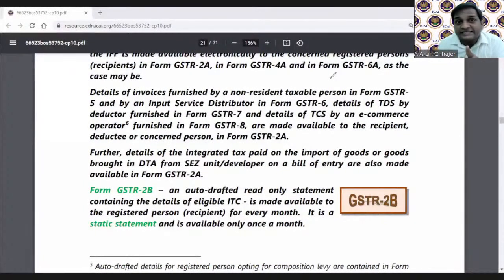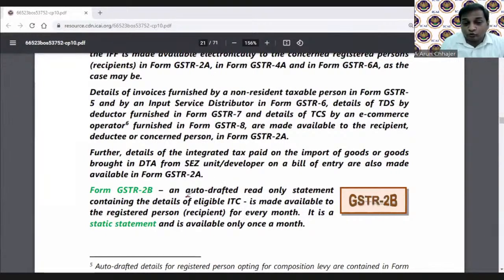But 2B will reflect the data only when the supplier filed the GSTR1 by the due date. Now they are trying to shift the ITC from 2A to 2B. Why are they shifting to 2B? They need compliance in time. Is it clear, Anita?